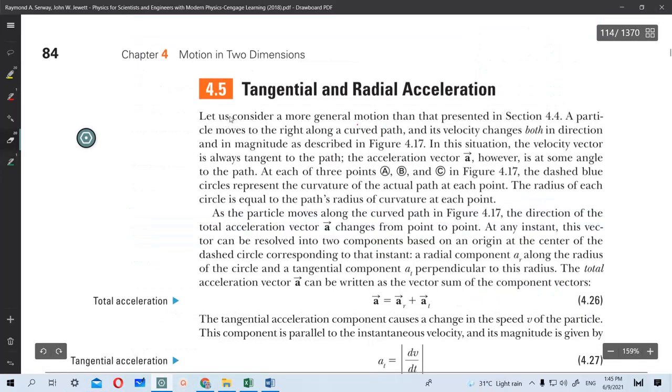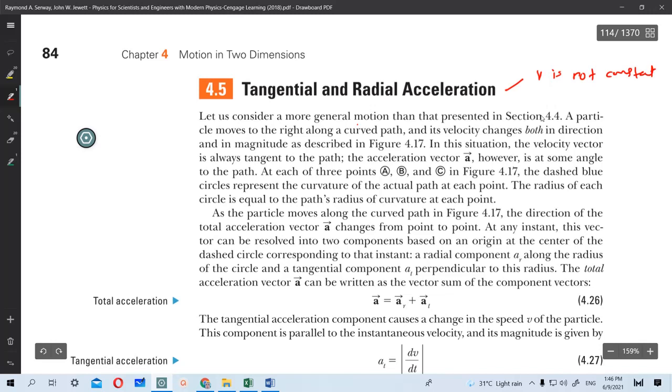Now let us have a look at subtopic 4.5, tangential and radial acceleration. In this situation, we are going to see that V is not constant.